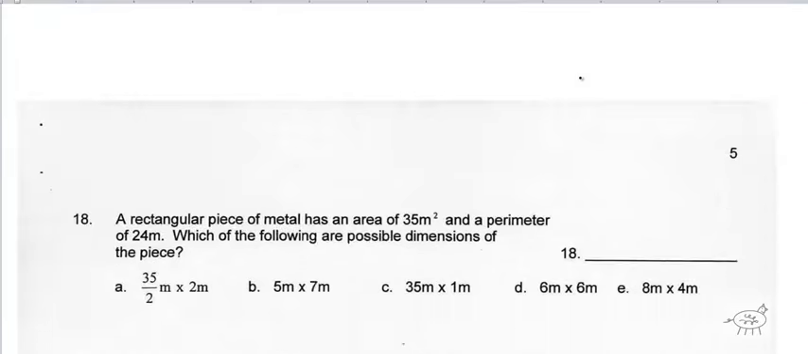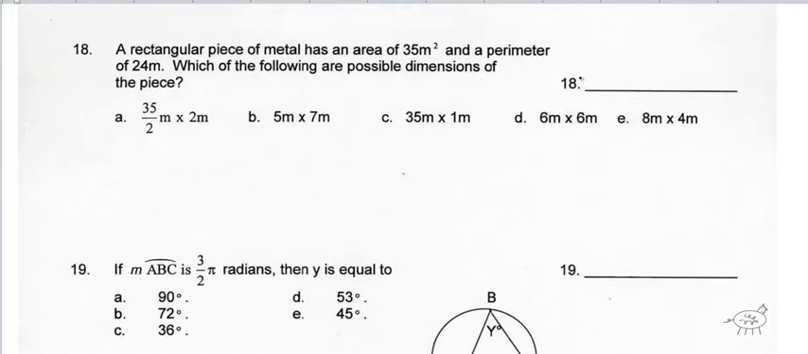Okay, so far so good. Number 18. A rectangular piece of metal has an area of 35 meters squared and a perimeter of 24. Which of the following are possible dimensions of the piece? It's kind of like you're testing it a little bit. I think the first thing I do is look at the perimeter. 35 over 2, you've got to double each of those. Well, 35 over 2, if I double that, I get 35. And my perimeter is 24, so that's impossible.